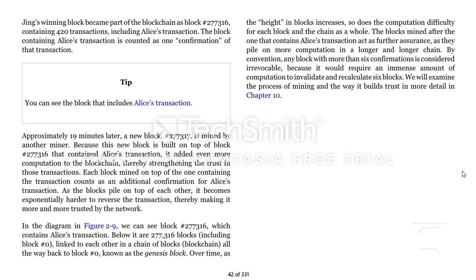Over time, as the height in blocks increases, so does the computation difficulty for each block and the chain as a whole. The blocks mined after the one that contains Alice's transaction act as further assurance, as they pile on more computation in a longer and longer chain. By convention, any block with more than 6 confirmations is considered irrevocable, because it would require an immense amount of computation to invalidate and recalculate 6 blocks. We will examine the process of mining and the way it builds trust in more detail in Chapter 10.